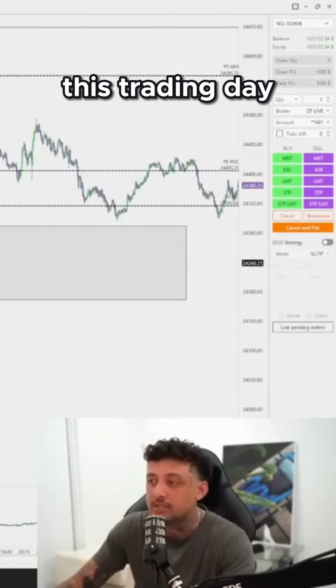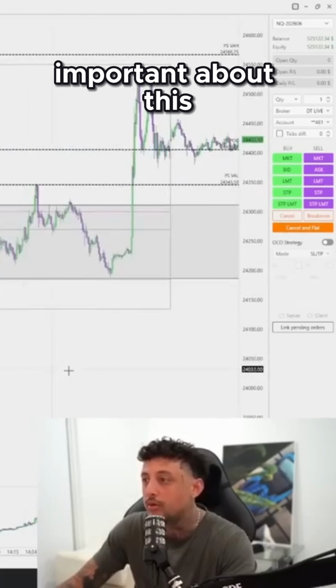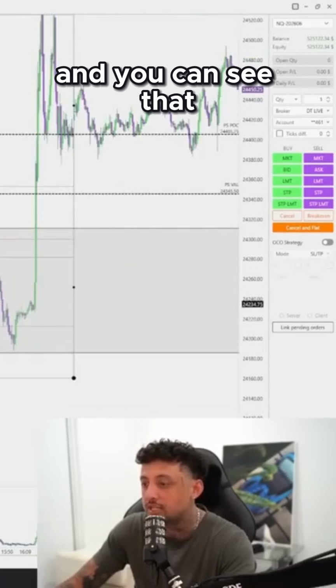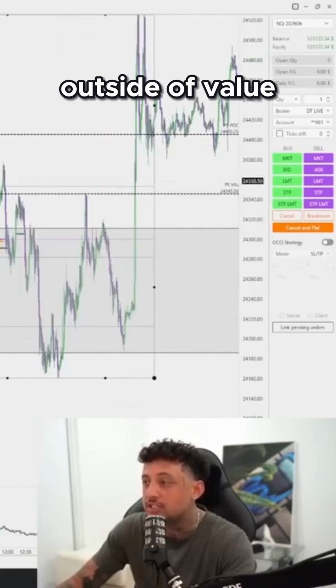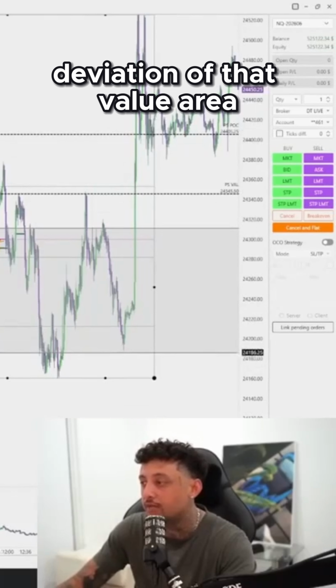So this is going to be this trading day. You can see a lot of chop earlier in the morning, but what's more important about this trading day is where we opened up. I'm going to move this cash session profile here really quick, and you can see that this is the 930 candlestick right here. So we opened up outside of value, and this is going to be a smaller deviation of that value area.